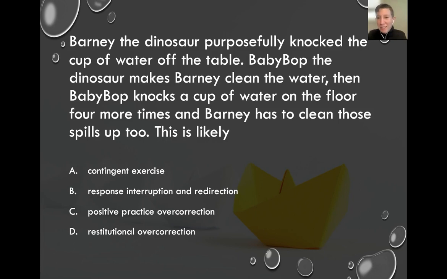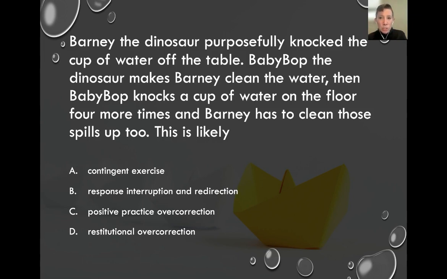And so Barney has to clean the water, and then Baby Bop fills up cups of water, places them on the table, and knocks them onto the floor. And then Barney has to clean up each of those spills too. So this is positive practice overcorrection. We're essentially doing the correct form of the behavior, cleaning up the water, when we spill it over and over again. So to give you a good understanding of why these others are incorrect.